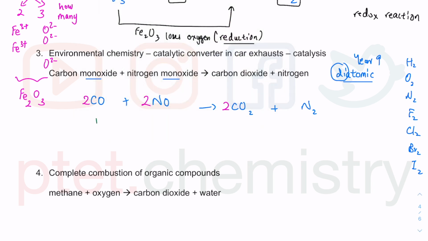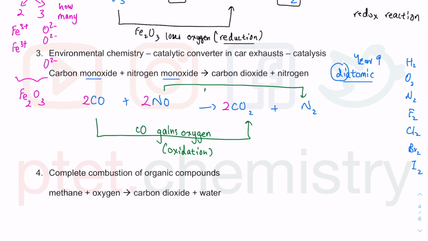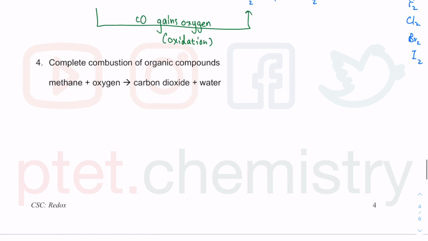What I'm going to do now is, the CO becomes CO2, the CO gains oxygen, and gain of oxygen is what you would call oxidation. On the other hand, the NO loses the oxygen and loss of oxygen is what you would call reduction. Okay, so identify redox reaction as oxidation and reduction happening in the same reaction via the gaining and the loss of oxygen.